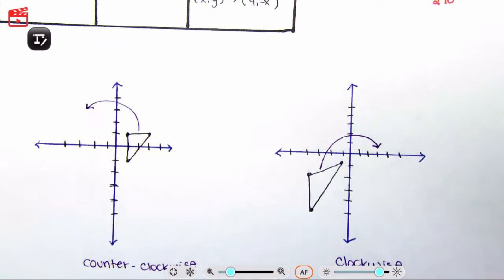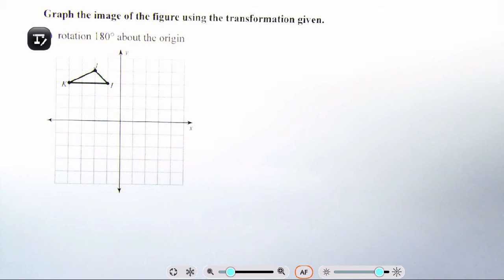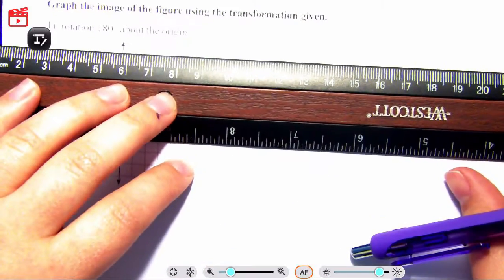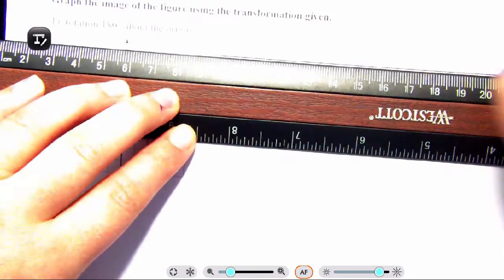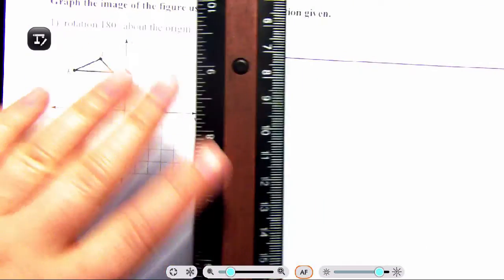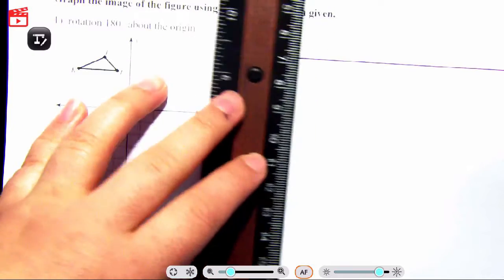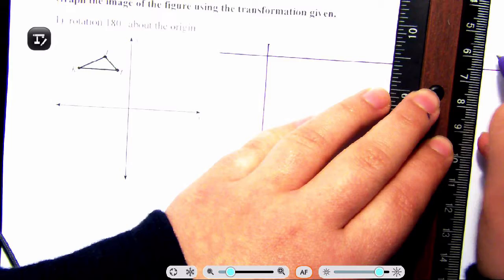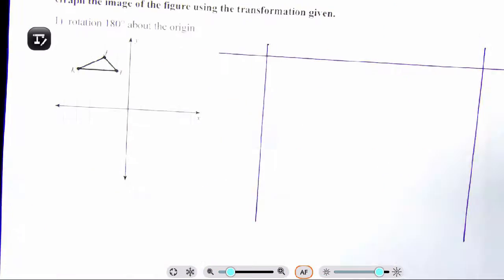Let's do some examples. A T-chart is going to be your best friend when you're doing these. So we have: graph the image of the figure using the transformation. Remember, pre-image is before or prior. Image is the after. You don't have to use a ruler for this, but I'm going to create a T-chart, just like we did when we were working on translations, reflections, and dilations.